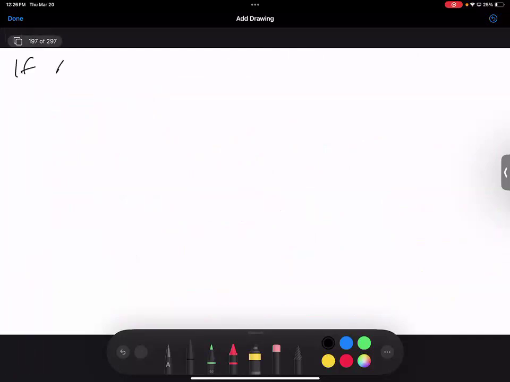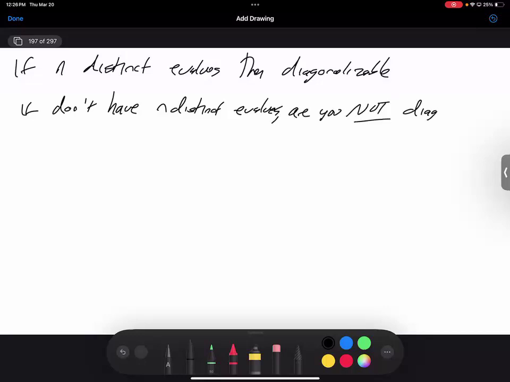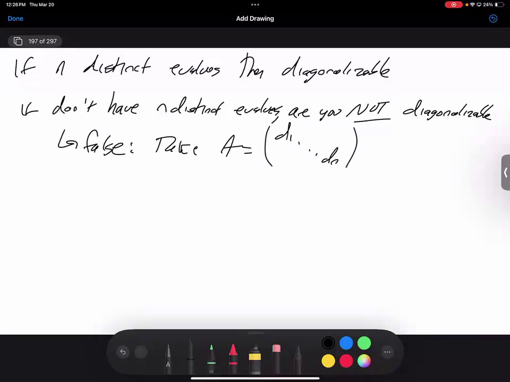So if n distinct eigenvalues, then diagonalizable. If you don't have n distinct eigenvalues, are you not diagonalizable? Just take any diagonal matrix, A equals d1 through dn. So you've got to be very careful about negating things.